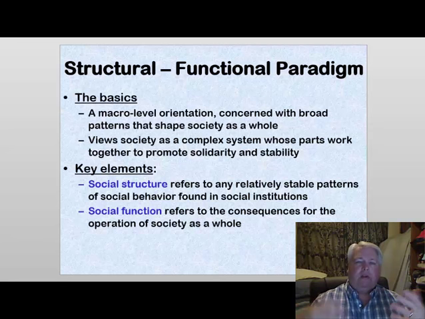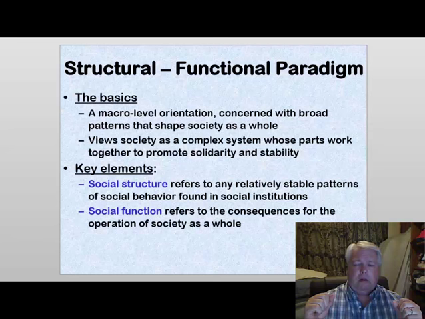So if you think about something like the institution of the economy, for example, if the economy starts to tank, that doesn't just affect the institution of the economy, does it? It affects the family. It affects religion, because now churches' coffers are nearly empty since nobody has money to donate. And so on and on, right? All of these different structures are interconnected.